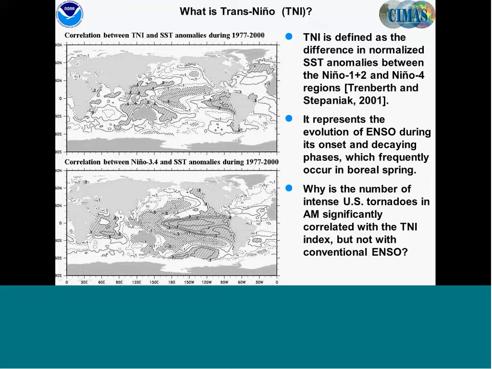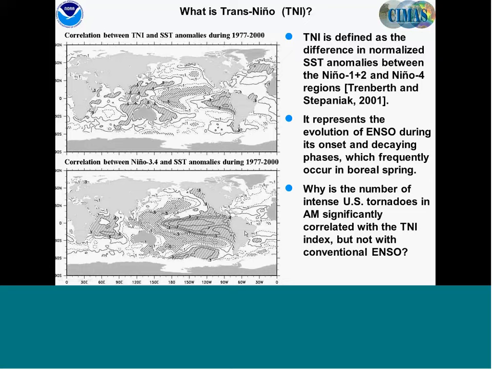If the situation is opposite, for instance, if we have a cold anomaly here and a warm anomaly here, then the zonal gradient is negative. Then we call it negative phase Trans-Niño. Trans-Niño is not really independent from ENSO, because it really represents the evolution of the ENSO during its onset and decay phases, which frequently occurs in boreal spring, which is also tornado season. If you look at the spatial structure of the Trans-Niño here, it's very different from the canonical El Niño and La Niña pattern that we see in the bottom panel.